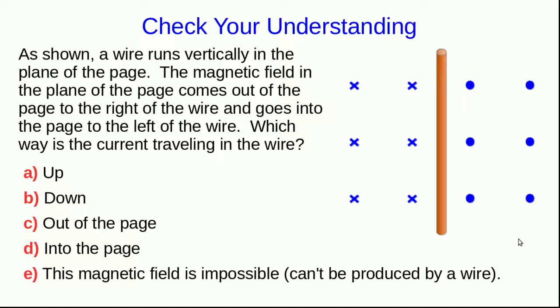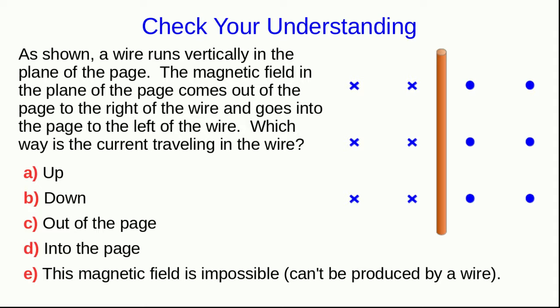Well, how did you do? I hope you didn't choose C or D. The current has to be running in the wire, and the wire is in the plane of the screen. So the current has to be up or down. It can't possibly come out of the page or into the page. And so which is it?